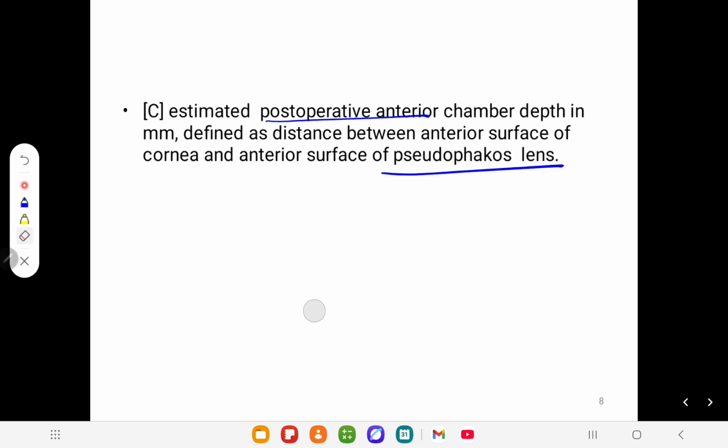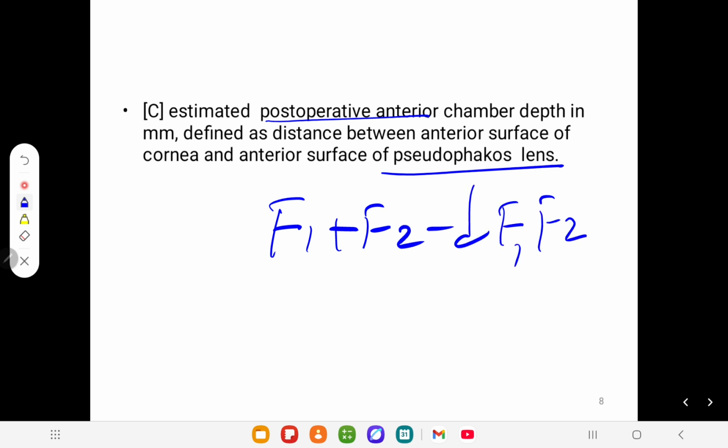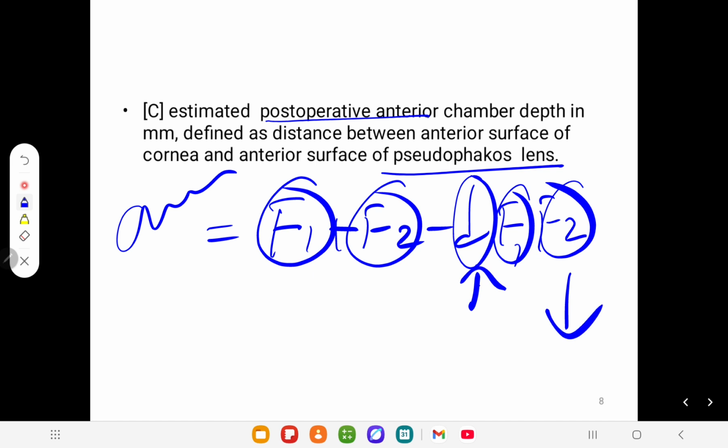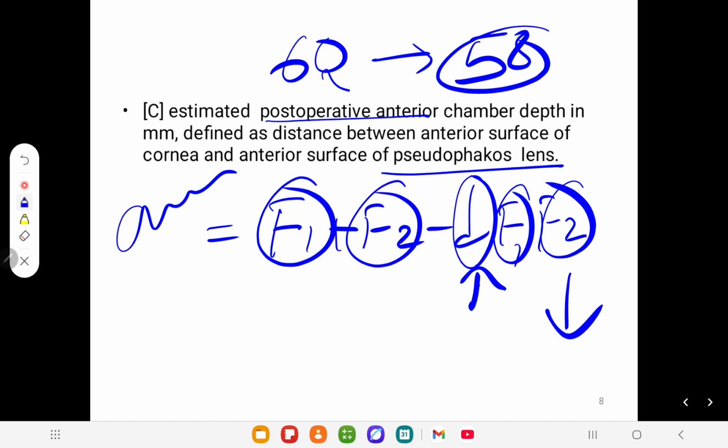What happens there? Let me ask you. F1 plus F2 minus D into F1 into F2. So F1 is the positive cornea, F2 is the positive lens, and D is always positive. Okay, fine. So what happens if D increases? The overall power decreases, isn't it? What do you mean by overall power decreases? If it is 60 diopter, then it becomes 58 diopter. What do you mean by that? It means I become hyperopic, isn't it? If the ACD increases, because if the distance increases, what happens?